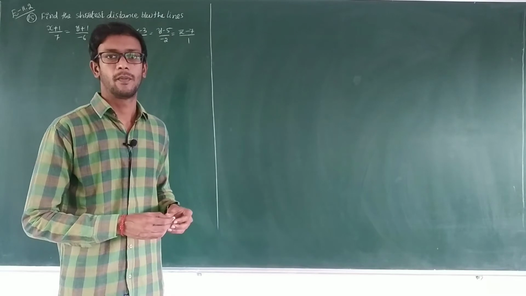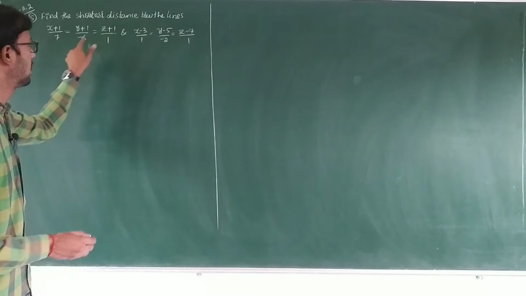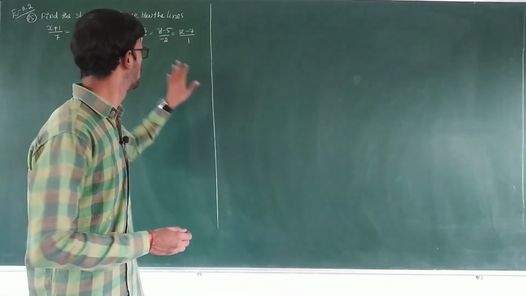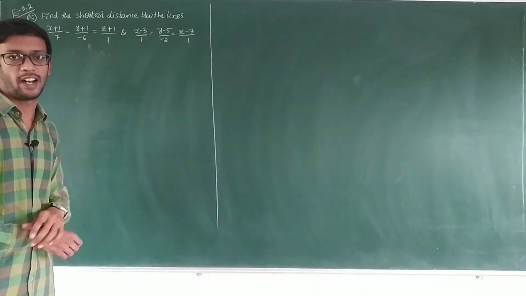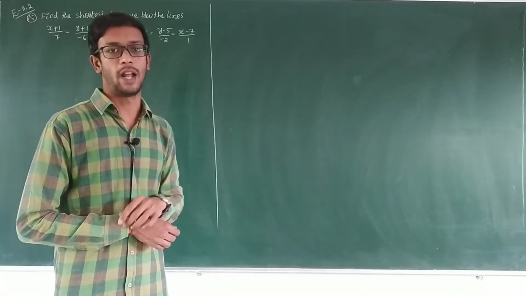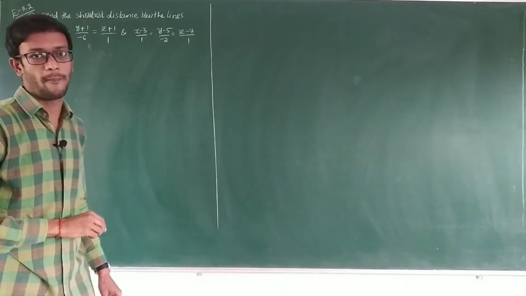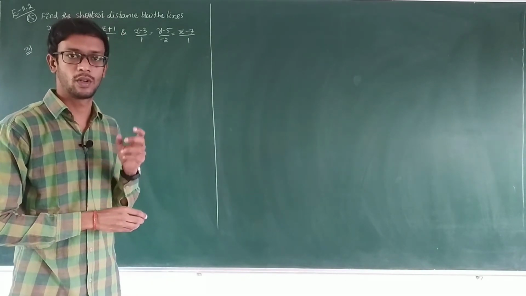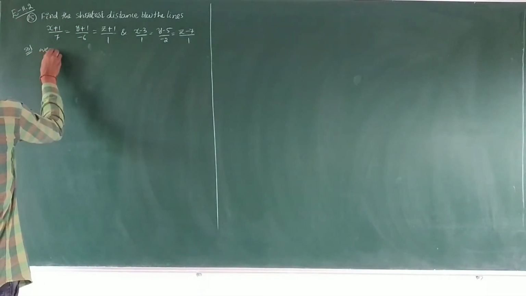Next, problem number 15 in the exercise. Find the shortest distance between the lines. The previous problems we discussed in vector form. Now these two lines are in Cartesian form and the denominators are different. This denominator difference means these two are skew lines. So now we have to use the Cartesian formula for the distance between two skew lines.